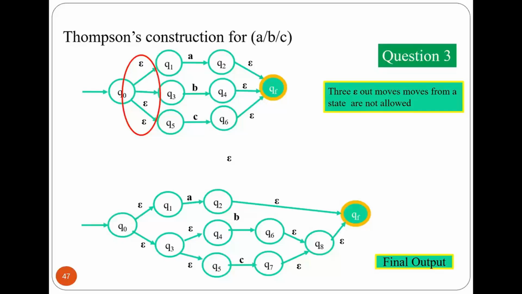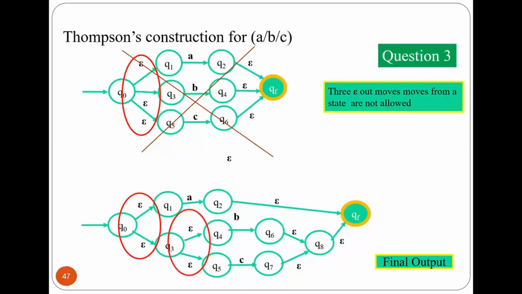But here just note down that from Q0 I am giving 3 out moves corresponding to epsilon move. This is not accepted. 3 epsilon out moves from a single state are not allowed. Instead, we go in for the Thompson's which is given below as final output. So what I have done here is, first I have connected from Q0 2 epsilons, one towards A, one towards another state.